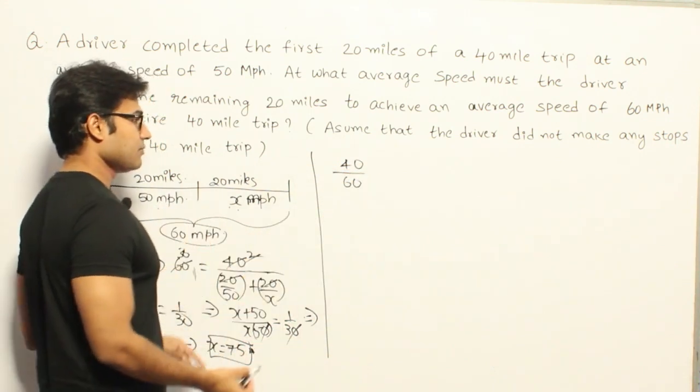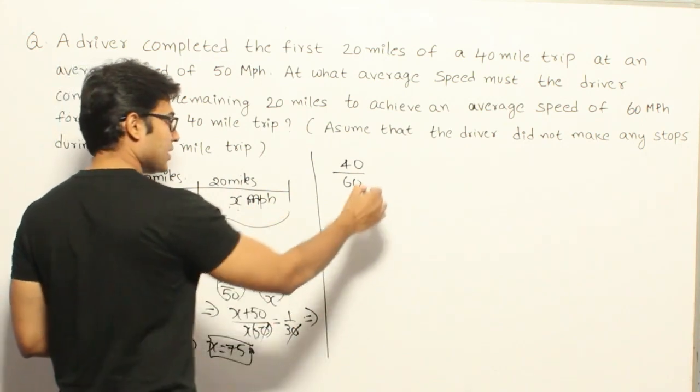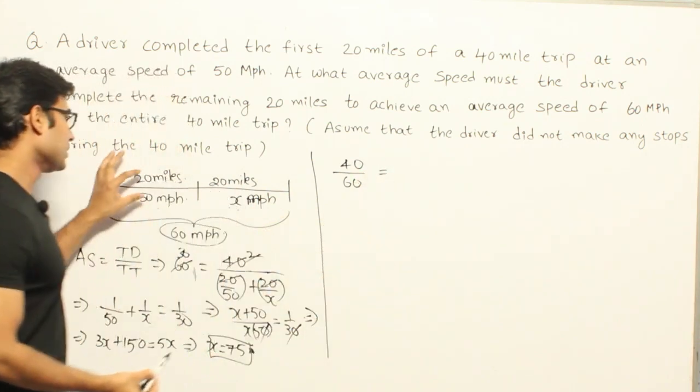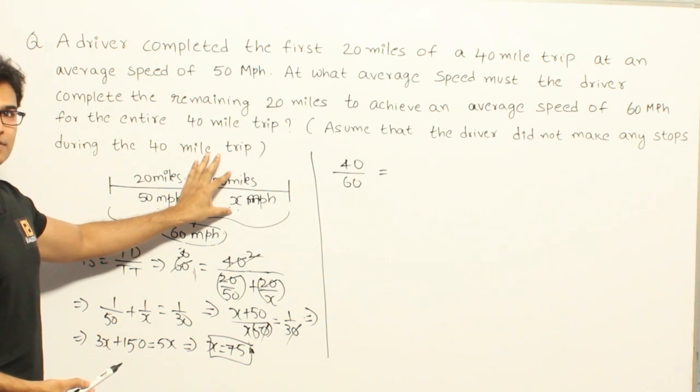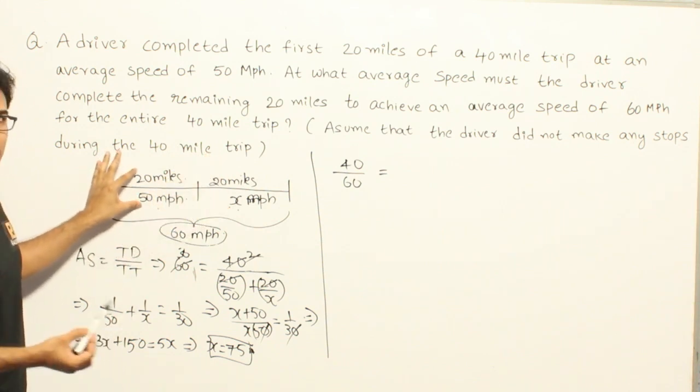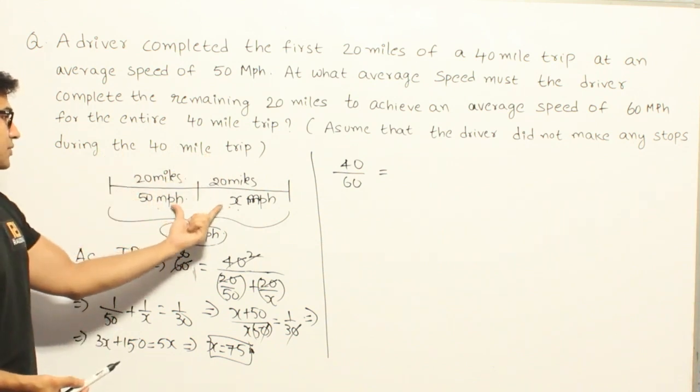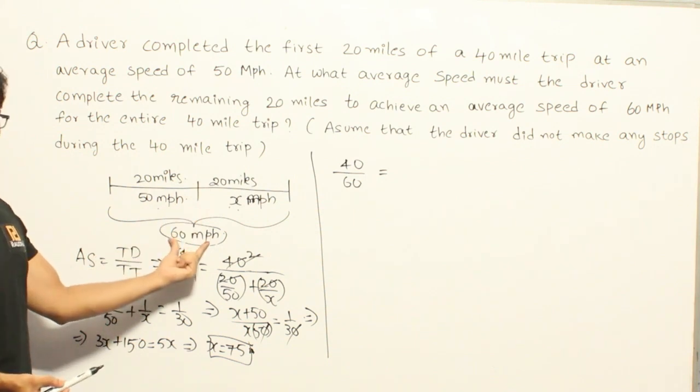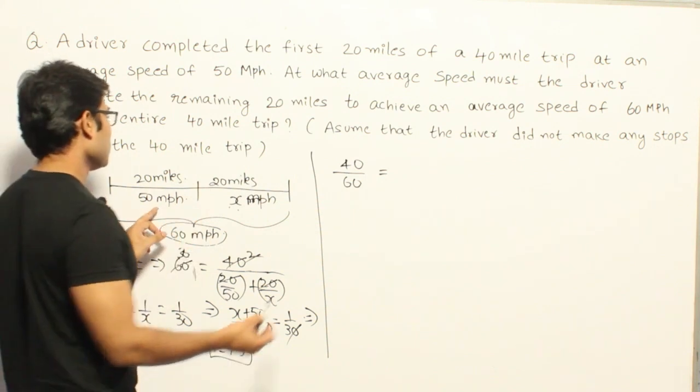Now this is the total time which we would have taken, this many hours. Now this should be equal to this time plus this time, isn't it? Since all the times are equal, the sum of these two times is equal to this time. I'm just writing it that way.